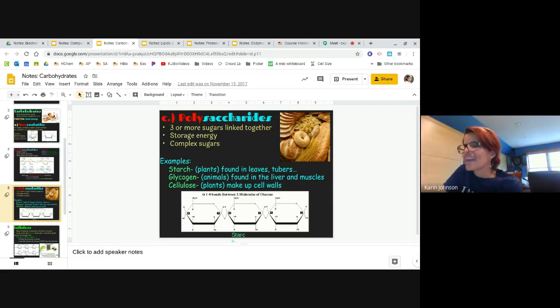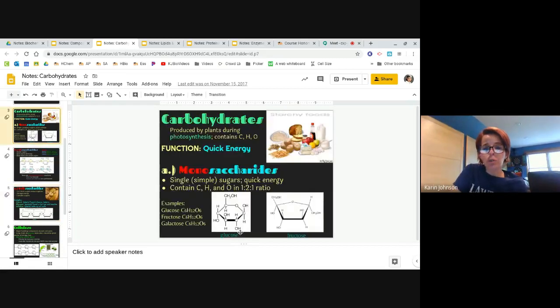Give me a second. Yeah, so an example of a monosaccharide, probably the world's most important monosaccharide, is glucose. That's what plants are making in photosynthesis, and then you're taking that in to make your energy and your ATP. We did not have a disaccharide example, and then for a polysaccharide example, we had starch.